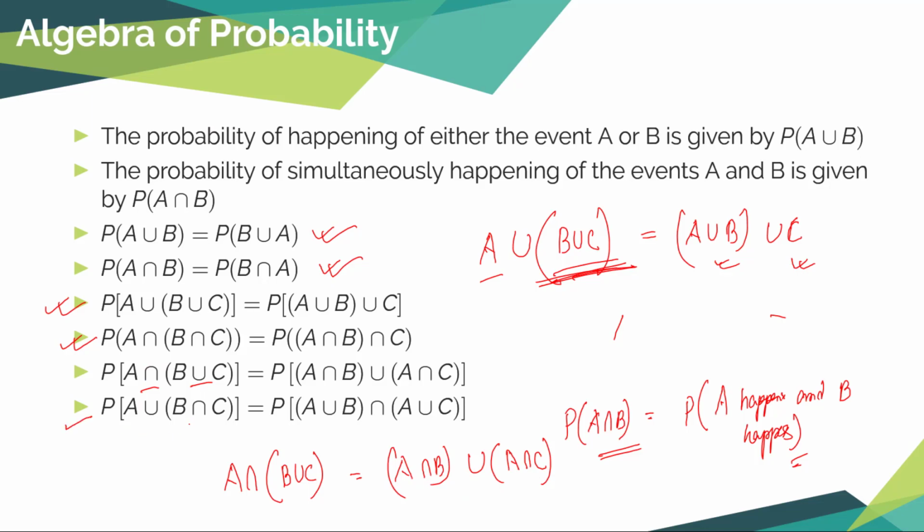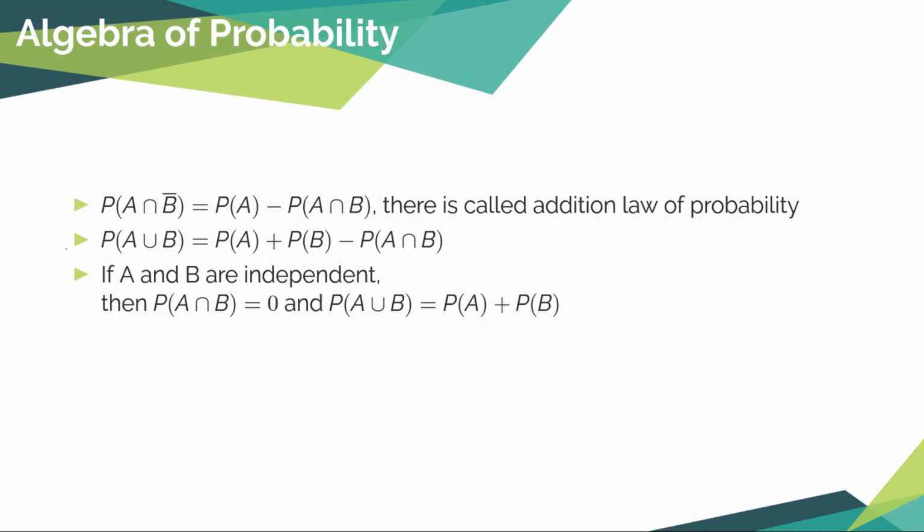And the reverse is also true. If I change intersection by union and union by intersection, I will get the same result, right? That means intersection will be replaced by union, union will be replaced by intersection. So these are some algebra that we use in case of probability.